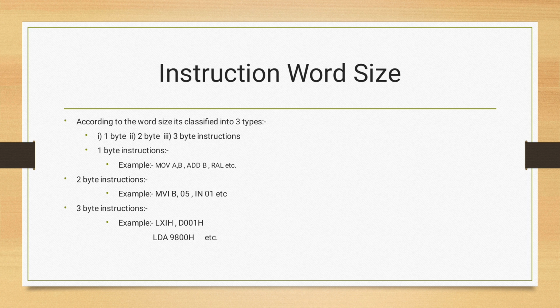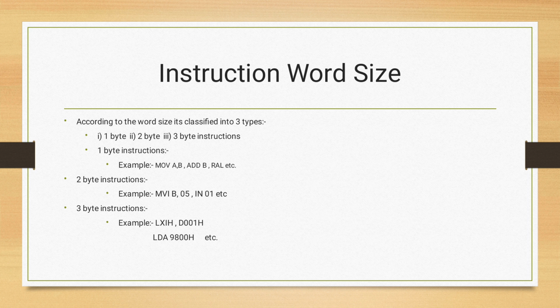Next one is 2 byte instructions. In a 2 byte instruction, the first byte of the instruction is the opcode and the second byte represents the data or the address. For example, MVI B, 05, and another one I have taken is IN 01, etc. There are several kinds of instructions, but I've taken a few of them. MVI B, 05 means move 05 to register B, or you can say place the data 05 in register B.